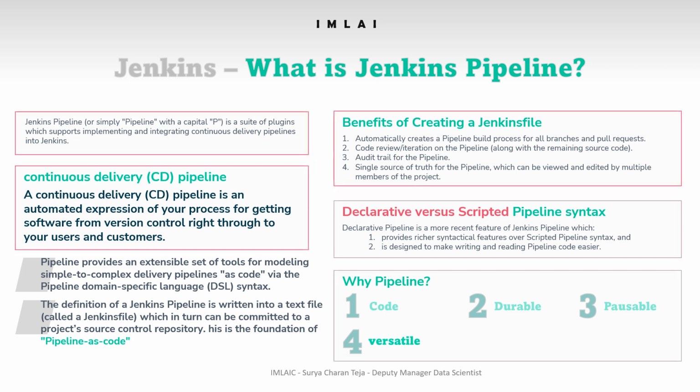The fourth one is versatile. Pipeline supports complex real-world continuous delivery and deployment requirements, including the ability to fork or join, loop, and perform work in parallel. And we require a pipeline because it is extensible. The Pipeline plugin supports custom extensions to its DSL and multiple options for integration with other plugins.